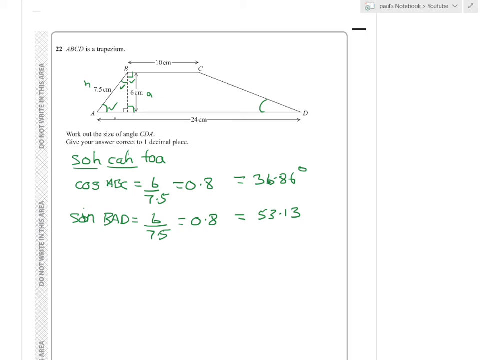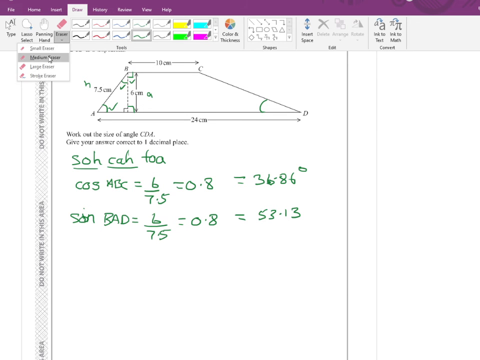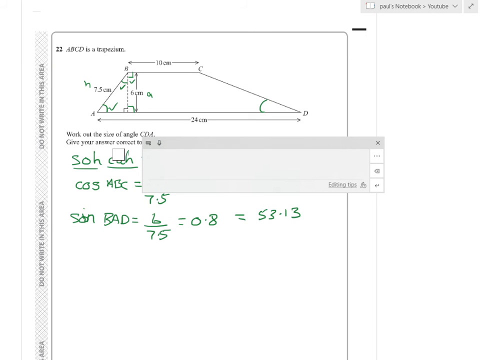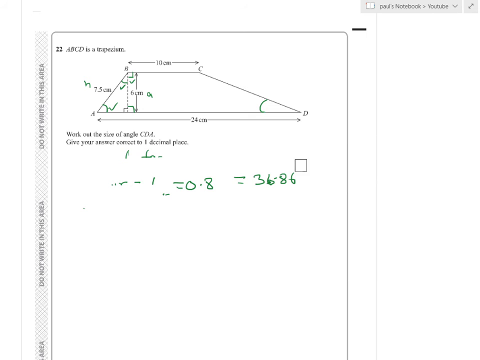Didn't need to do any of that, did I? I could have done it a different way altogether, because that doesn't help me at all, does it? But that's okay. It doesn't matter.